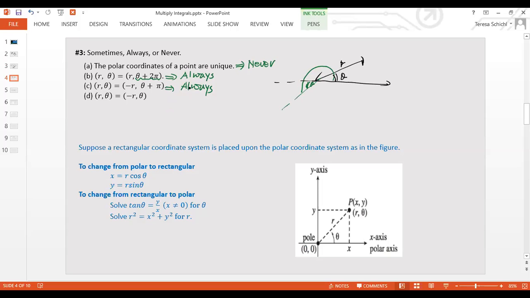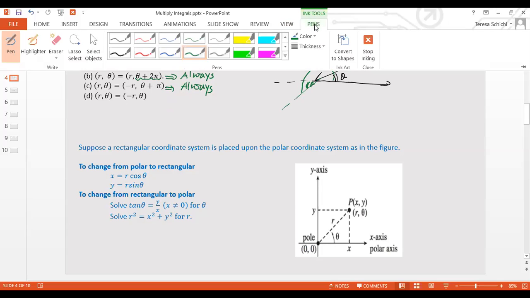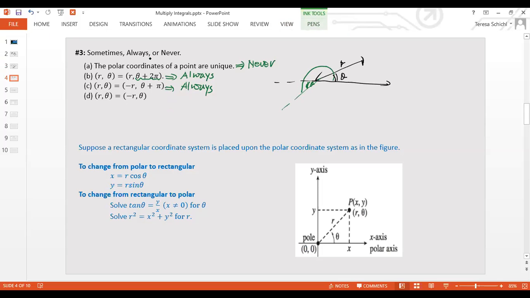So for part D, they said (r, theta) equal to (negative r, theta). Is this always true, never, or sometimes? This is the one we say is the sometimes. The reason it's sometimes is that in general it is not true, but it will be true if r equals 0. If r equals 0, then negative 0 is 0. So this is what we call the sometimes.